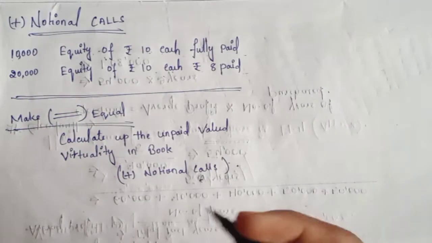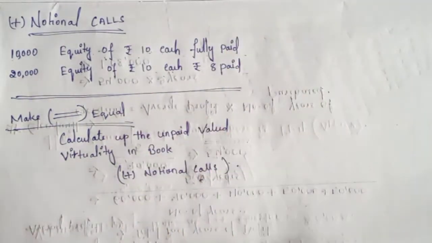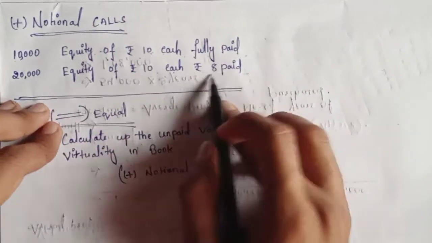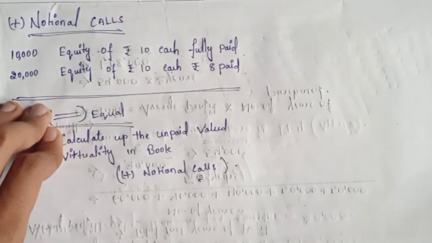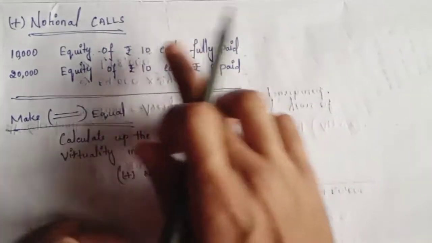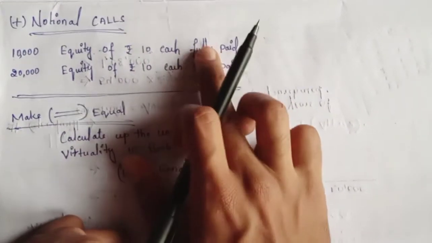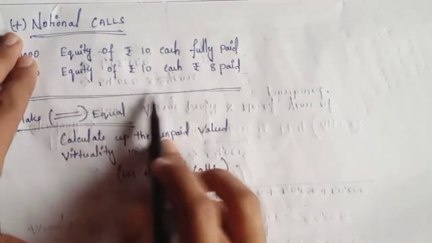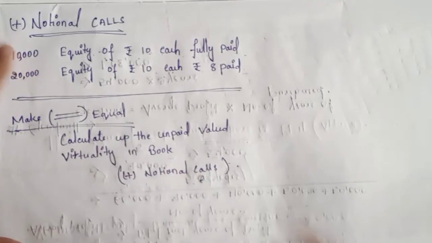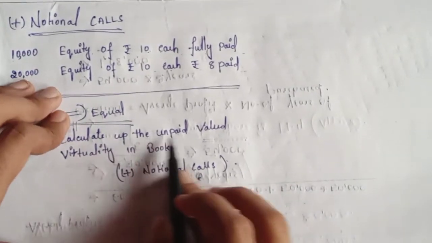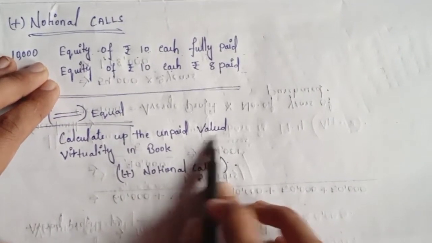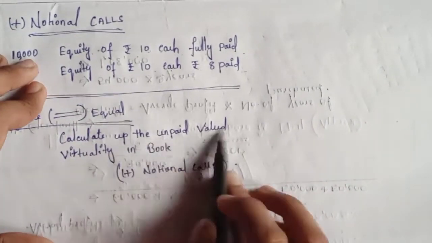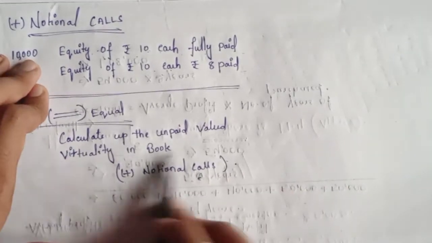So here we need to calculate the value of shares under the net asset method. For this calculation, we need to make it fully paid up, right? We have to make it equal to the first class, right? We have to make it fully paid. Okay, so how can we do that? We can make this class equal by just calculating the unpaid value, by calling up the unpaid amount virtually in the book, right?